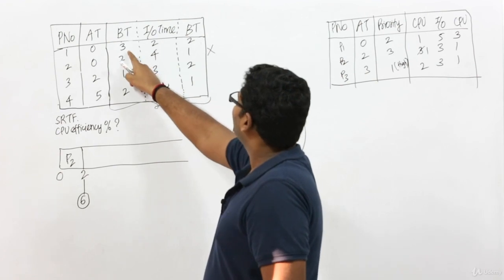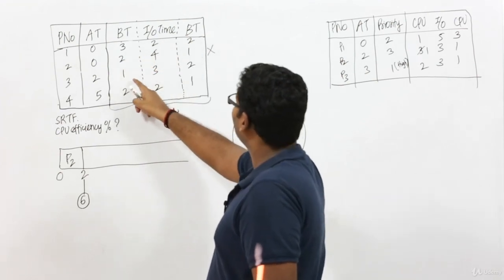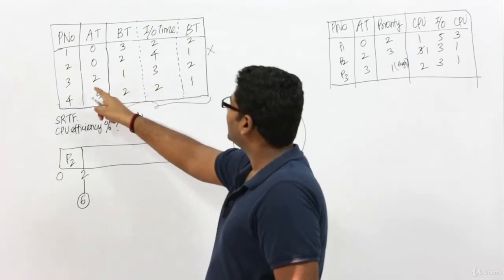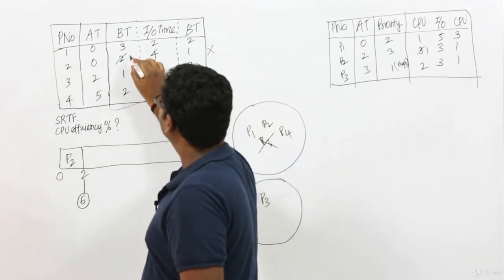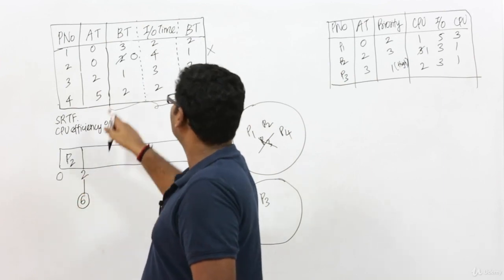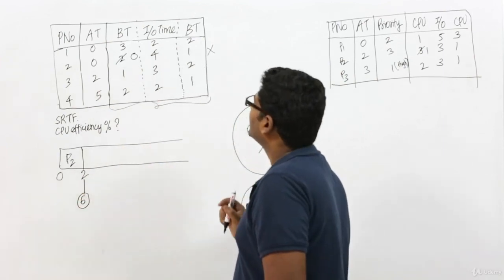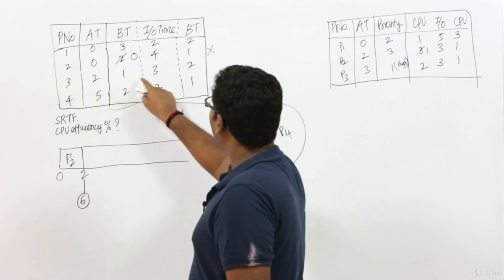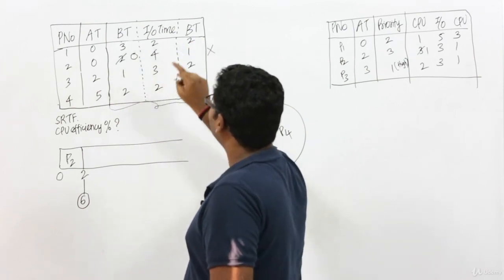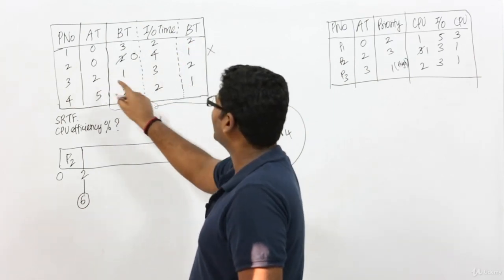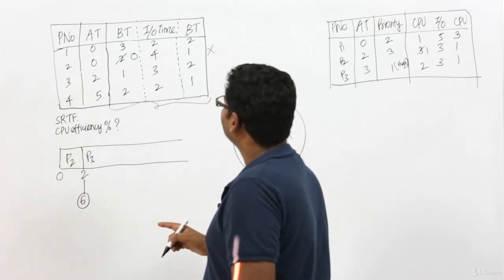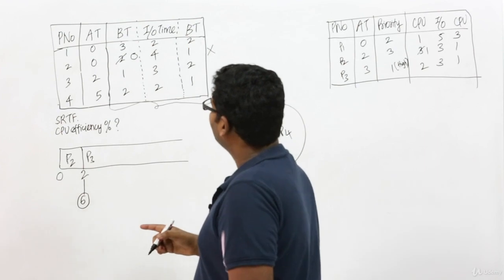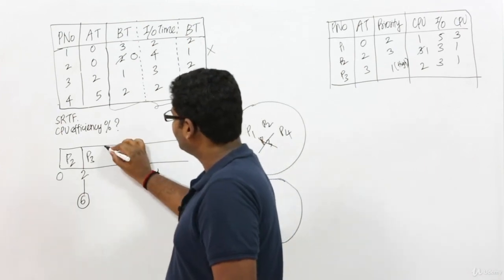P1's total burst time is 5, P3's total burst time is 3, so P3 has the highest priority, right? One more important point, P2 has completed its first burst and it has become 0. So now P3 needs 3 time units, P1 needs 5 time units, so P3 has the highest priority. So P3 will be scheduled and it will run at least till 5.